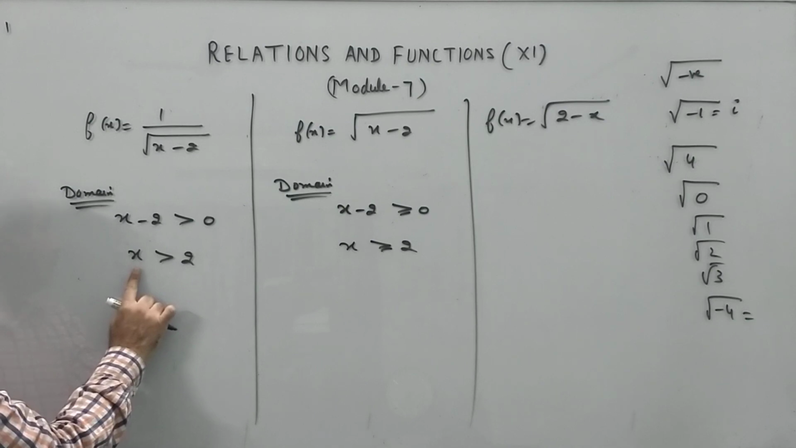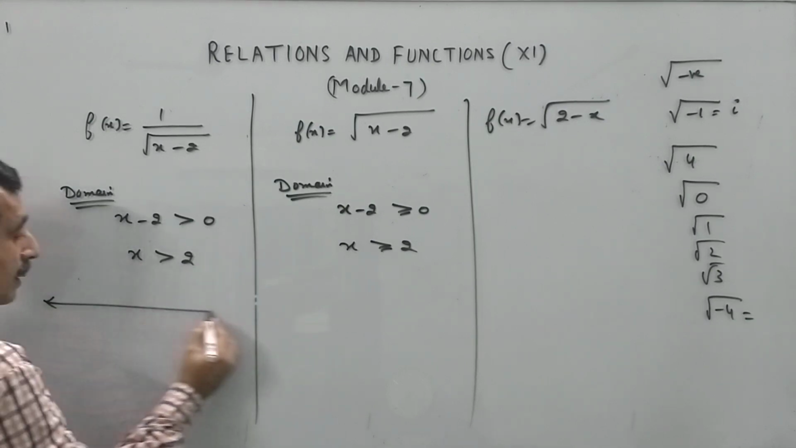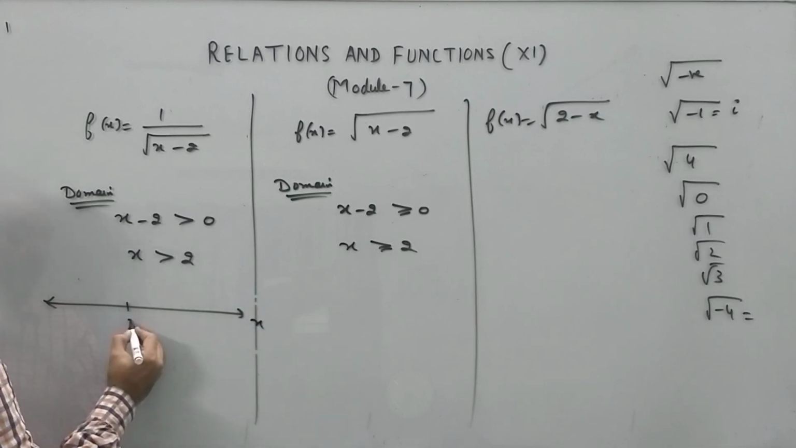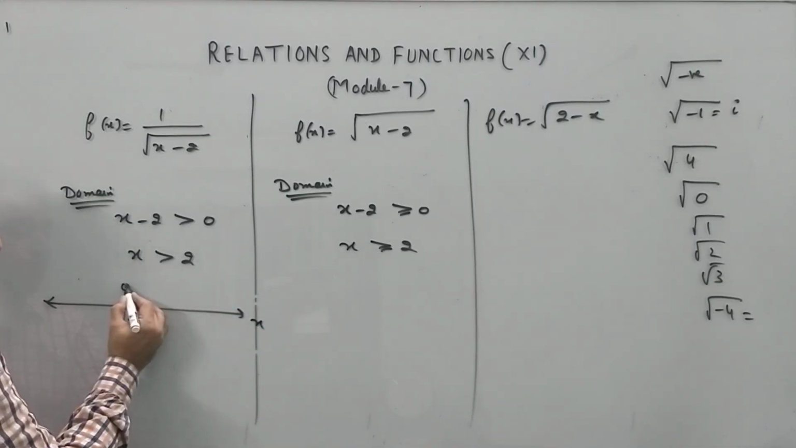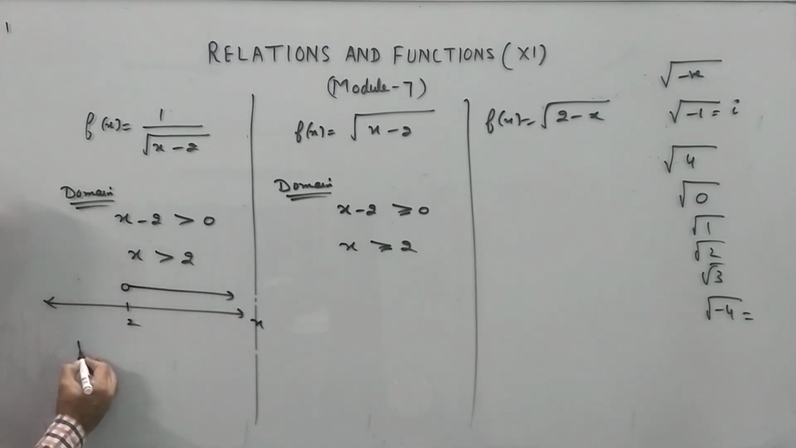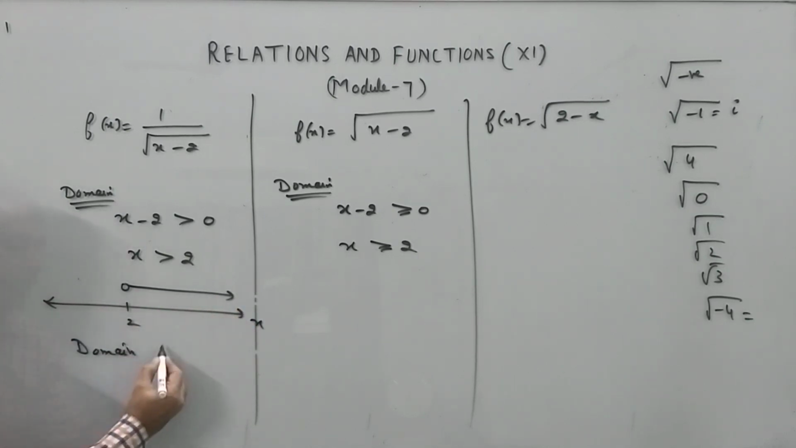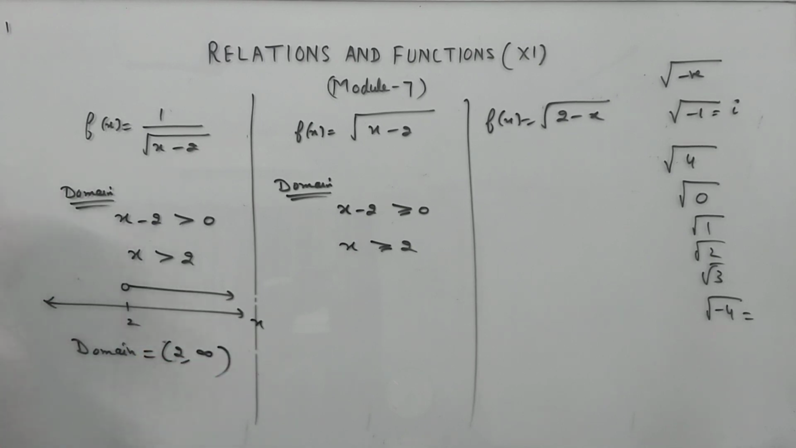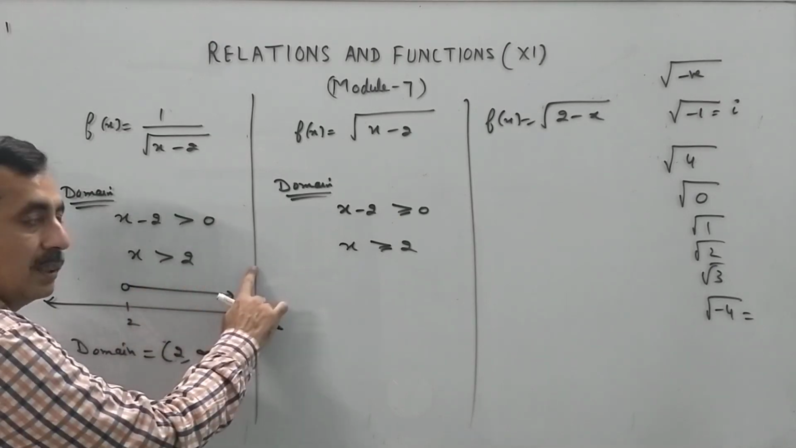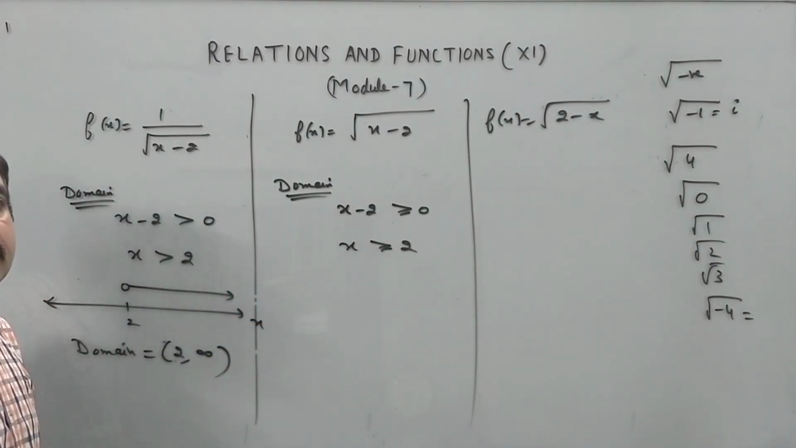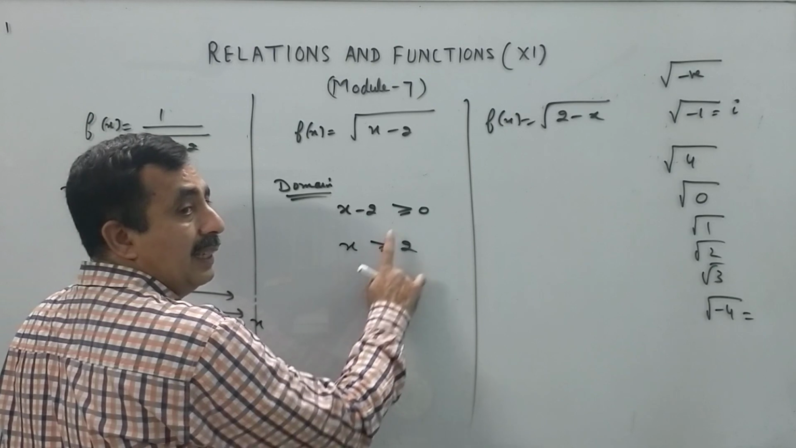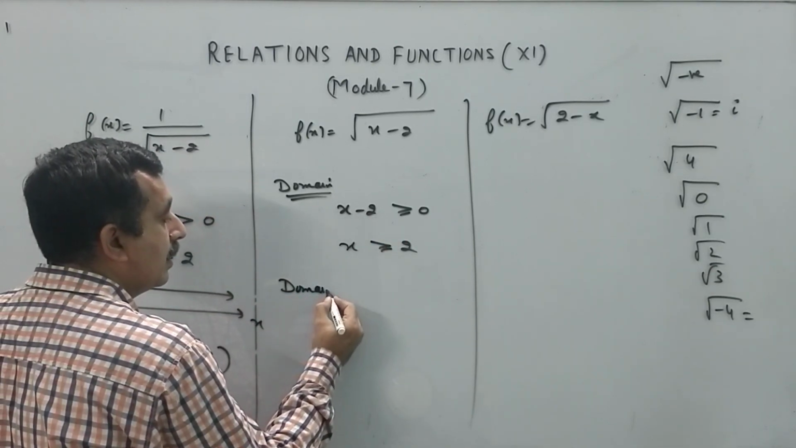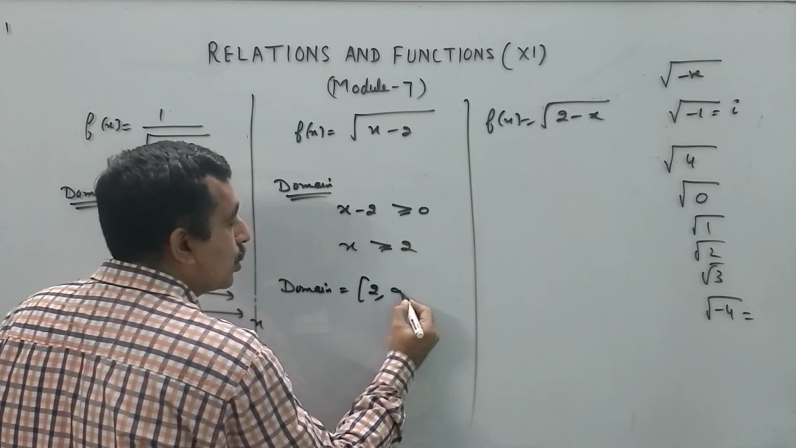So the domain should be x greater than 2. If this is number 9, which contains only x, 2, x should be greater than 2. So what is the domain here? Domain is equal to 2 to infinity. Greater than 2 means 2 to infinity. And here x should be greater than or equal to 2, so the domain is 2 closed to infinity open.